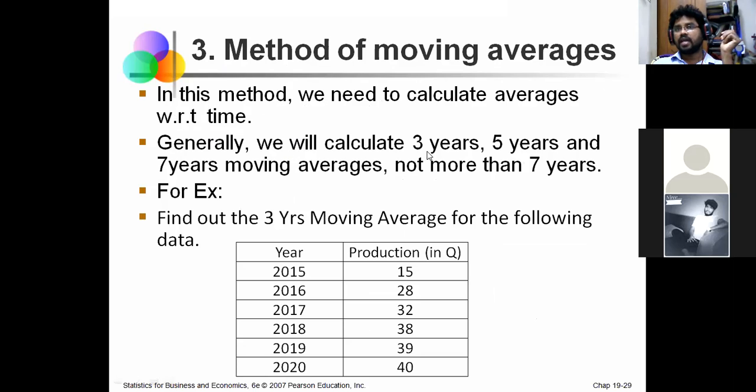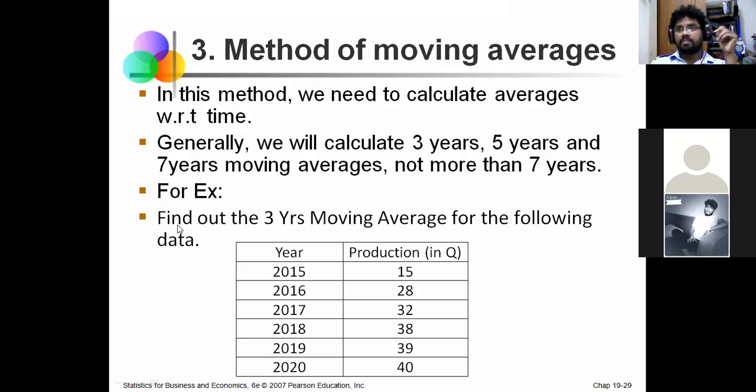Generally, we will calculate the 3 years, 5 years, and 7 years moving average. In statistics, most people will follow 3 and 5 years. Only a smaller number of people will follow 7 years or 9 years moving average, when the number of observations is large, that is, when the time period is longer.